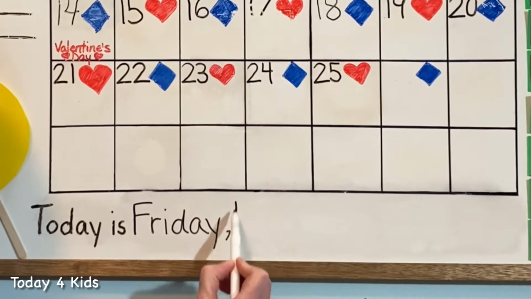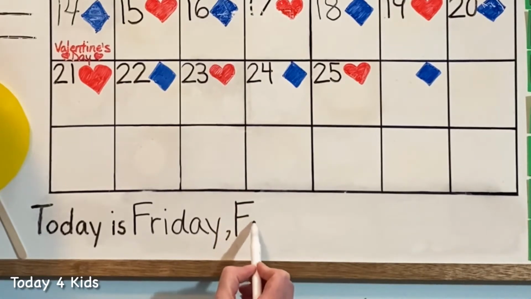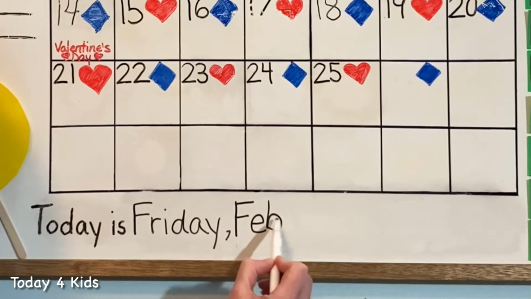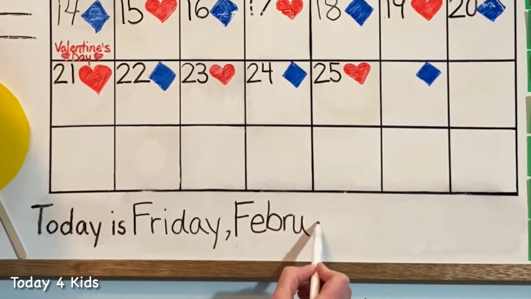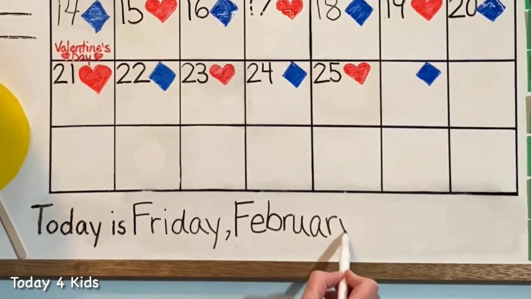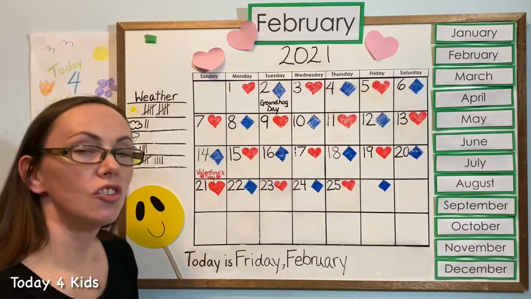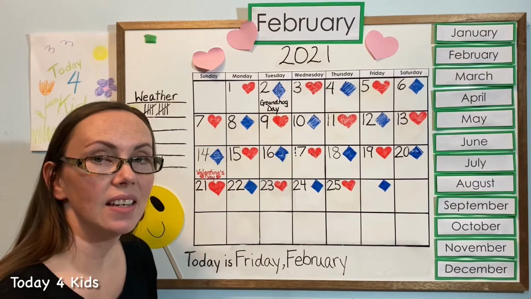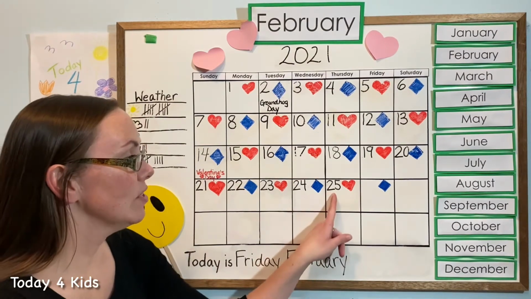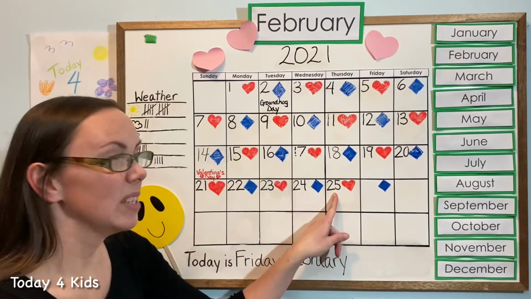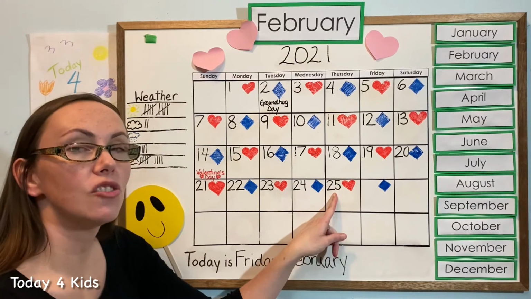So we'll put a capital F because it's the name of our month. F, E, B, R, U, A, R, Y. And next we need to put in the number of the date. Do you know what the number of the date is today? What do you think? Yesterday was 25. We say the 25th. Can you try that?